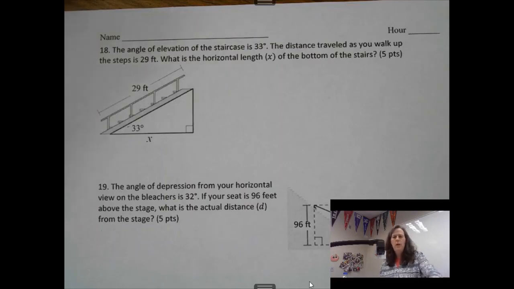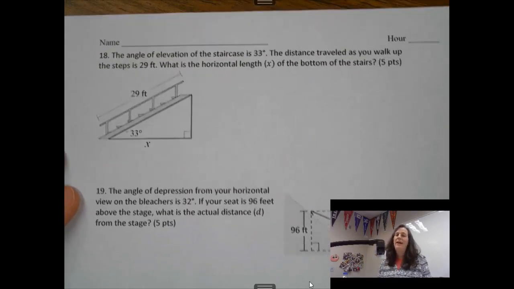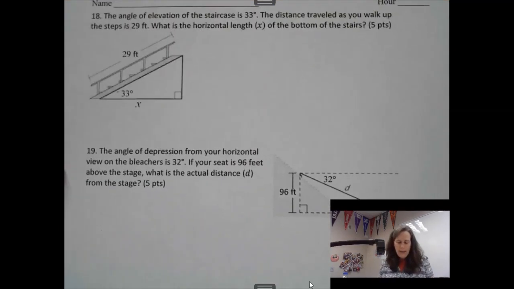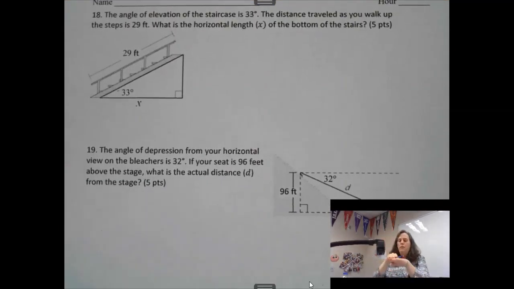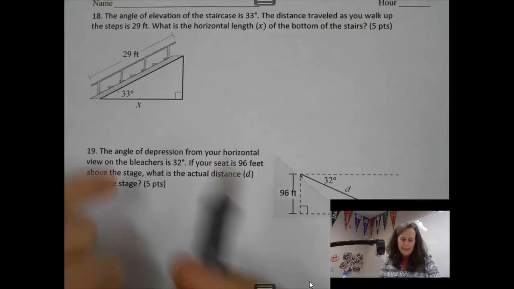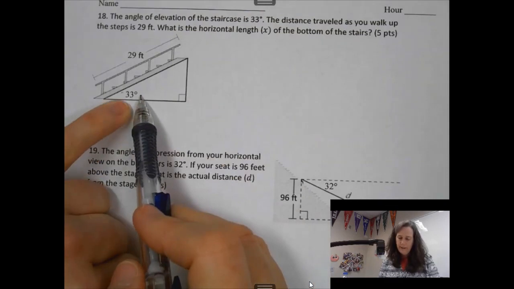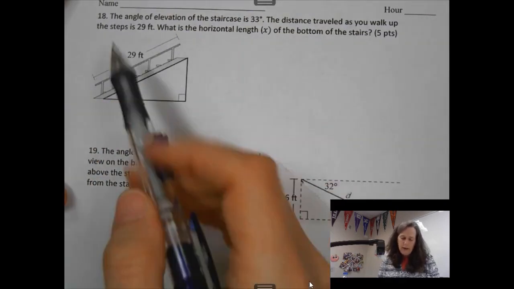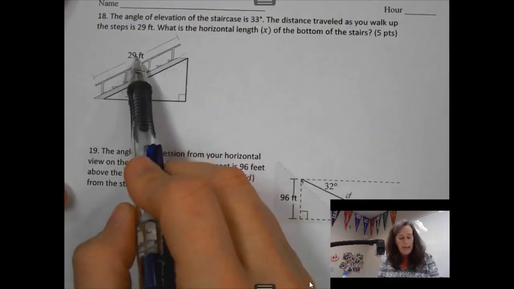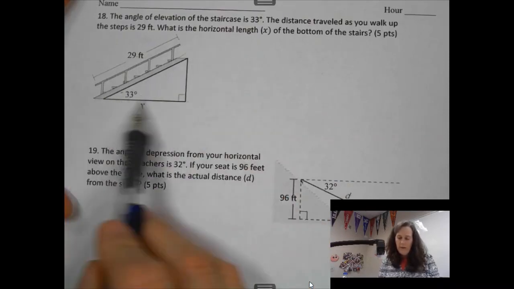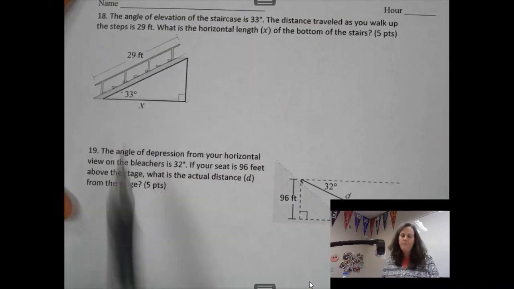My computer's slow. Okay, we've got angle of elevation and an angle of depression. And remember, elevation is when you're looking up from some horizontal line. The angle of depression is when you're looking down from some horizontal line. So let's see. The angle of elevation of this staircase is 33 degrees. The distance traveled as you walk up the stairs is 29 feet. What is the horizontal length of the bottom of the stairs?